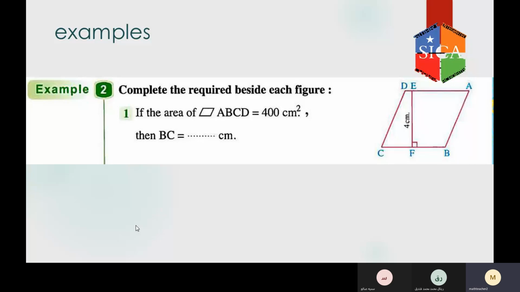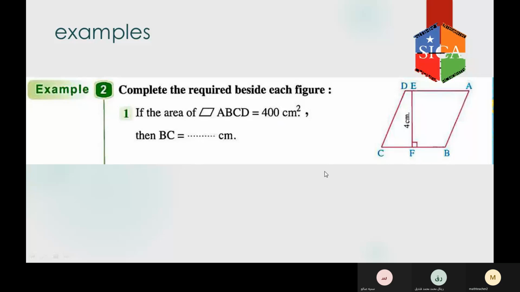Complete the required based on each figure. Look at the figure. The area of the parallelogram ABCD equals 400. I see the height EF equals 4. What is the base here? The corresponding base here is BC or AD.